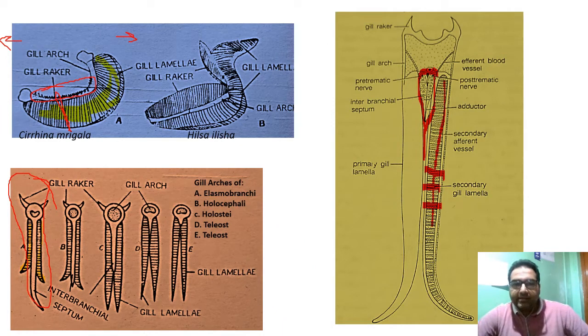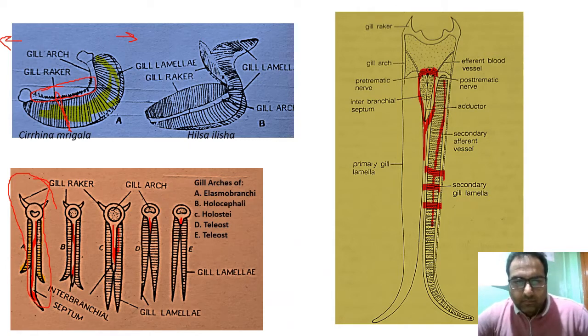This interbranchial septum also varies. For example, in elasmobranchs, it extends right up to more than the length of the gill filament, whereas in holocephali, it is almost equal to that of the gill filament. In the case of holostei, it is about half the size of the gill filament, whereas in the case of teleost fishes, it is very short.